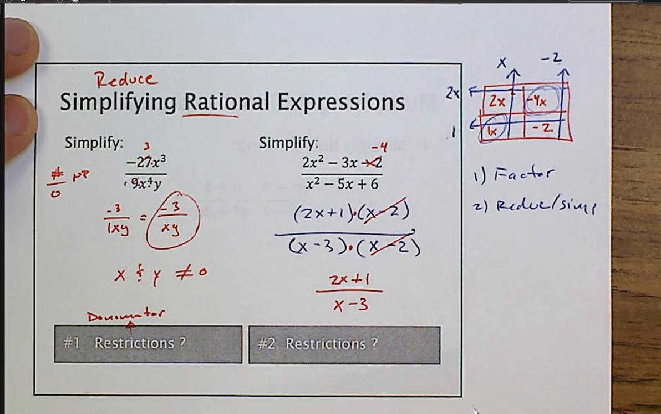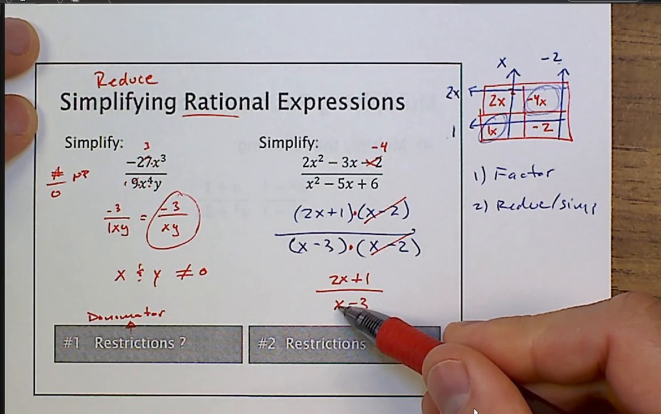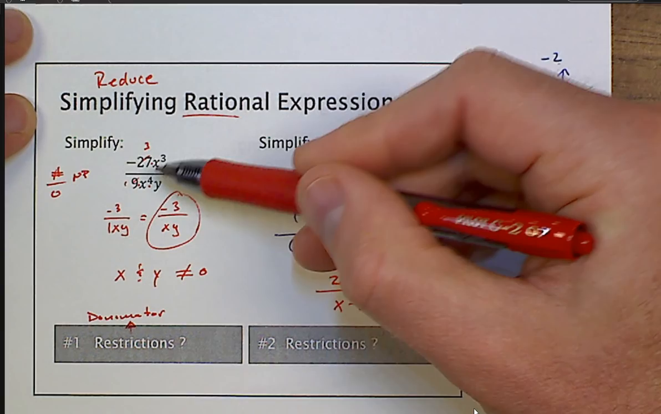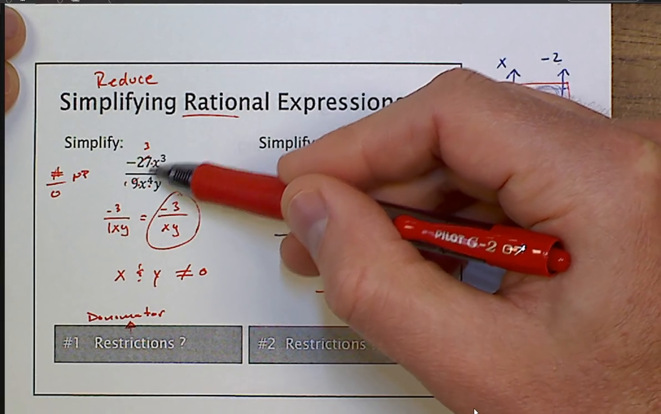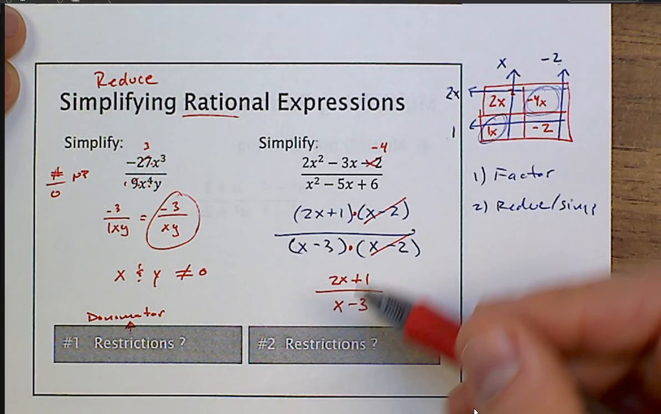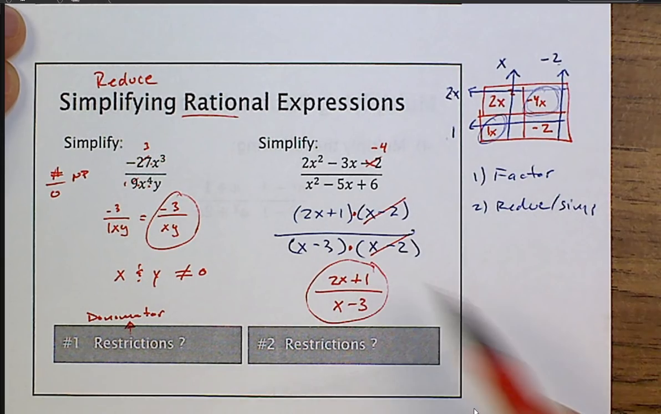Now, what you cannot do is take this x and take it out of this x, because you have x minus 3. It's not multiplication like we did here. Notice this is multiplication. There's no addition or subtraction signs in between. So we cannot take these x's out here. This problem is as simplified as it can be. That would be our answer.